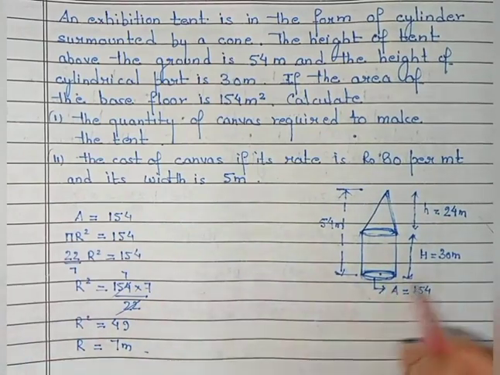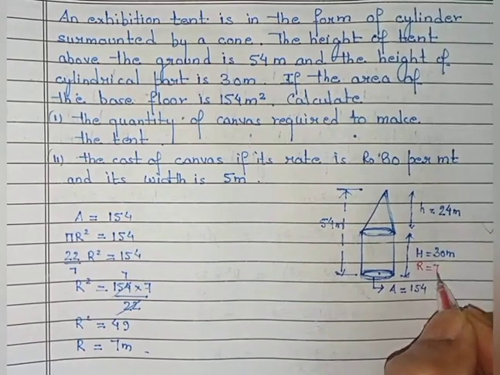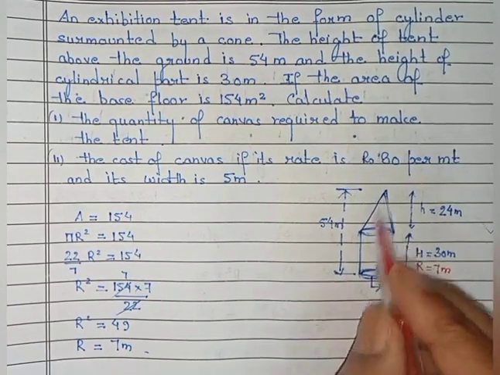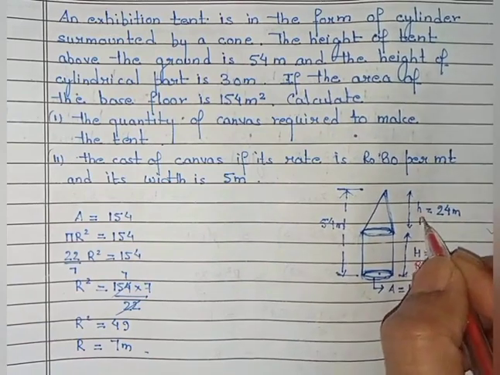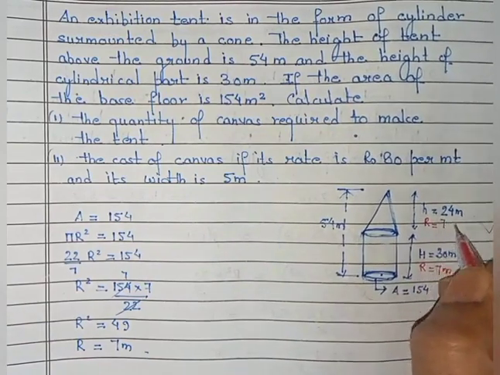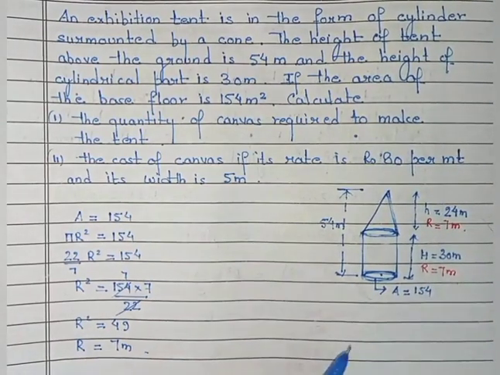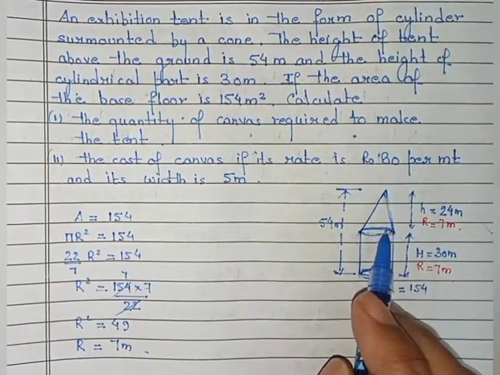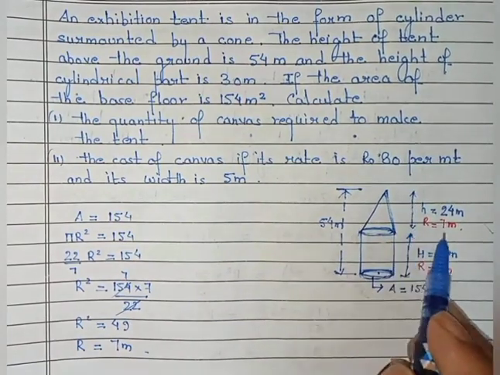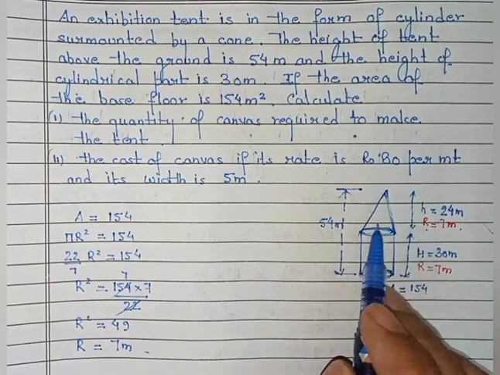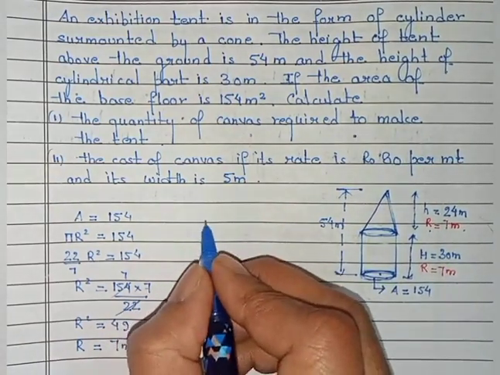Now remember, whatever the radius of the cylindrical portion, the same will be the radius of the conical portion also, because it's a surmounted figure. Okay, now what else can we get from here? If you consider the conical portion, the height is known to you, the radius is known to you, so you can get the slant height. So let's get the slant height.